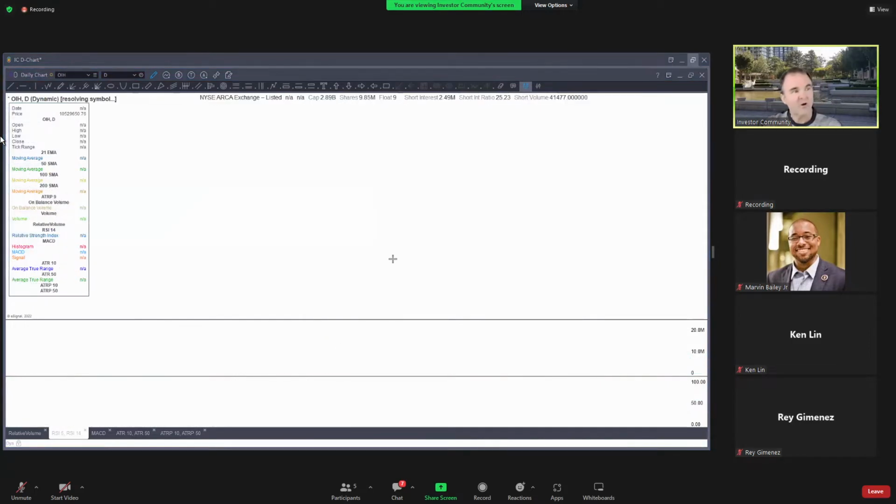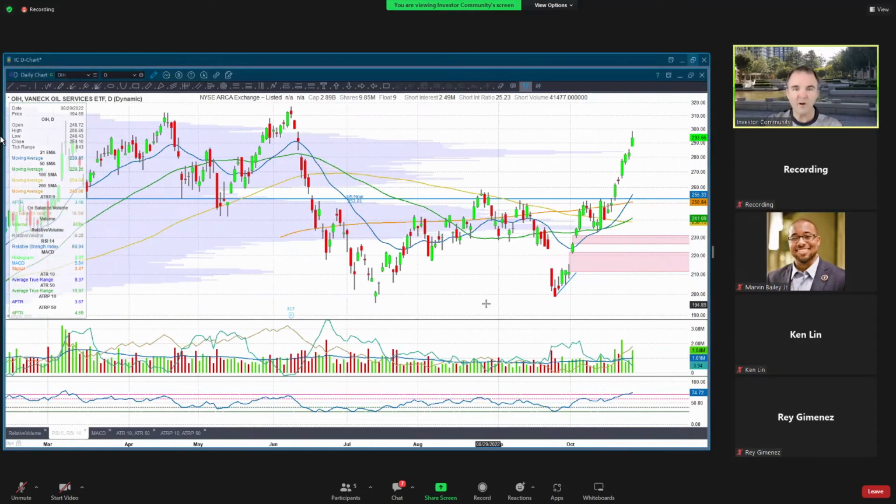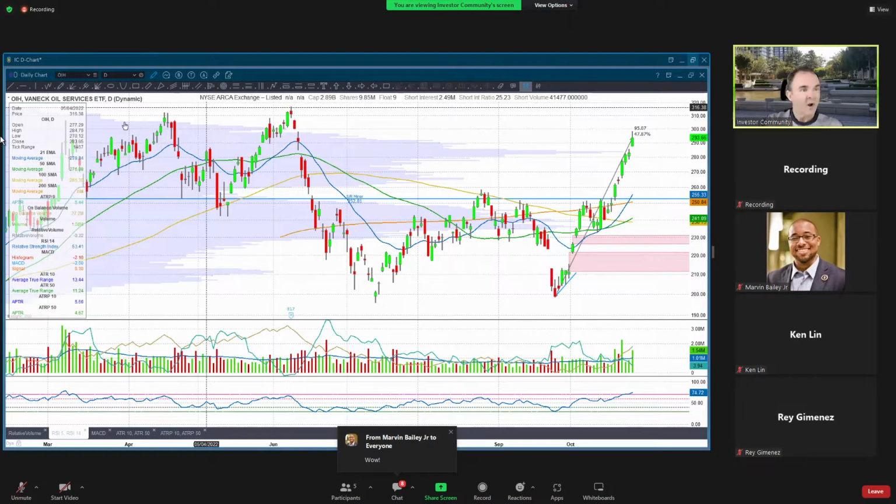OIH is the oil services ETF. This one has been a monster the last little bit. This has got to be up even more than 29%. Look at this. 48% in the last month. Crazy stuff, and coming into all-time highs.